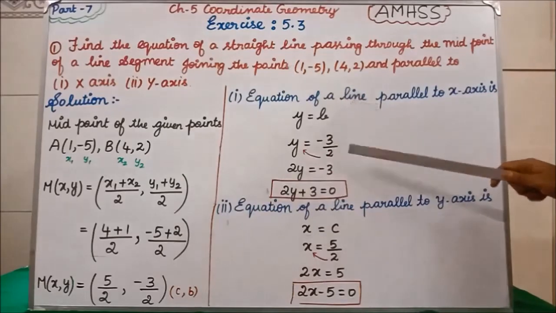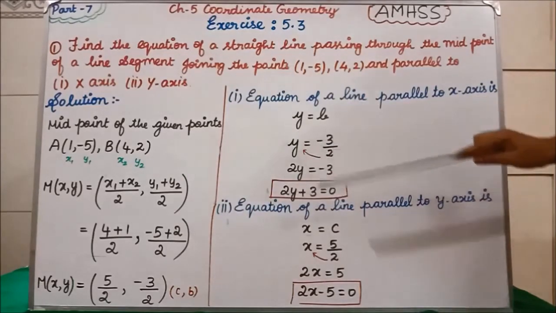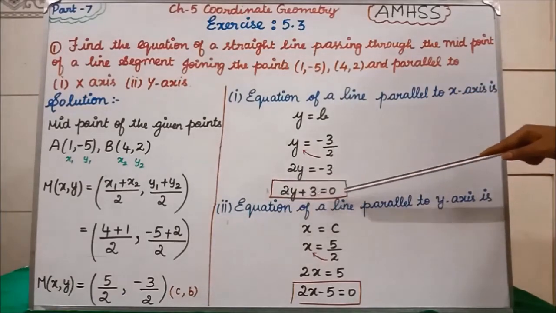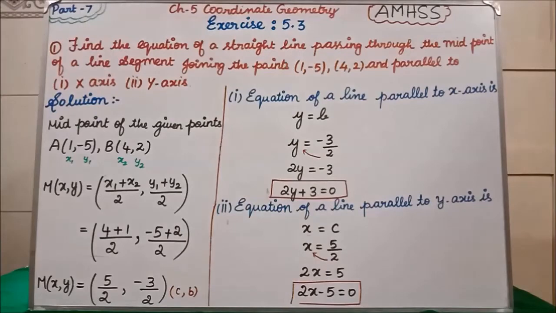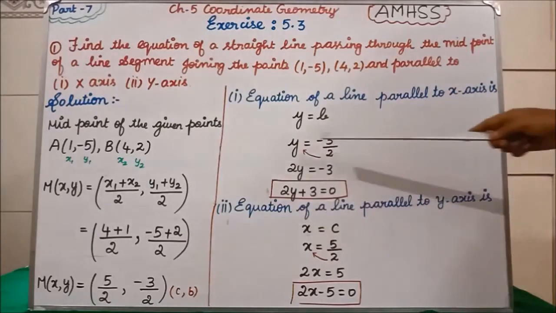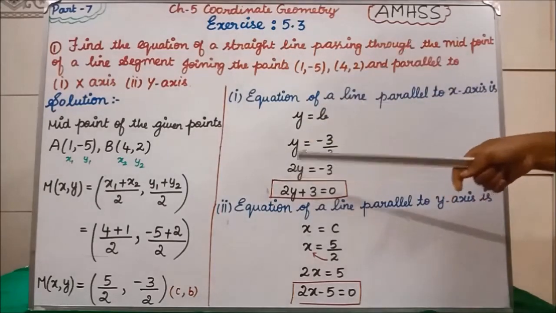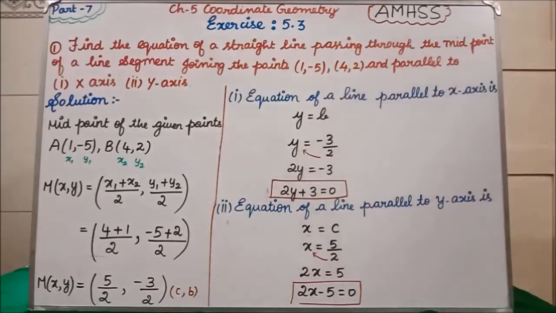y is equal to, what is our b value? Minus 3 by 2. Cross multiply this 2. 2y is equal to minus 3. Take this minus 3 inside: 2y plus 3 equal to 0. Now we have got an equation of a straight line, isn't it? The x term is not there, but we have the y term and the constant. Clear?